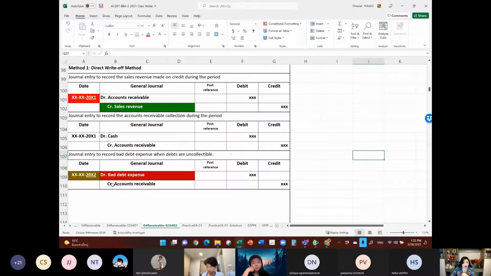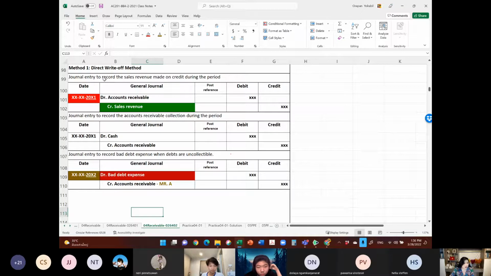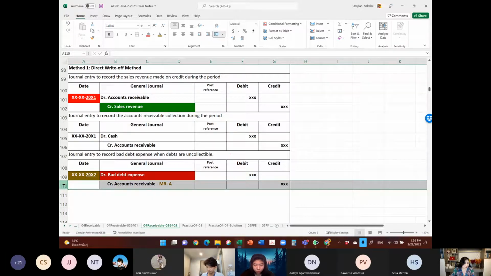And then we will write off the accounts receivable from that particular customer, let's say Mr. A, directly. For this particular case, we write off the accounts receivable from Mr. A directly. That's why it's called direct write-off. The term write-off means delete, reduce, take out, right? So here, we directly write off the accounts receivable from Mr. A as soon as we know that Mr. A will not be able to pay, and that is in the year 2000X2.